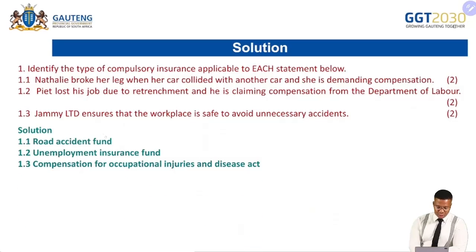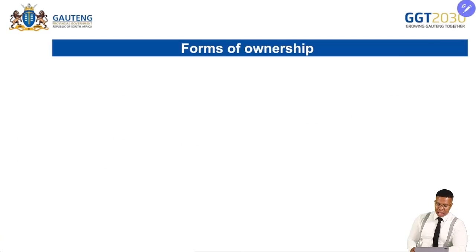When you're looking into solutions there, they are very clear: a road accident because of the car colliding with another car, and then losing a job due to retrenchment, point toward the Unemployment Insurance Fund. And then when you're looking into the company Jamie Ltd ensuring the workplace is safe to avoid unnecessary accidents, that is the Compensation for Occupational Injuries and Diseases Act.